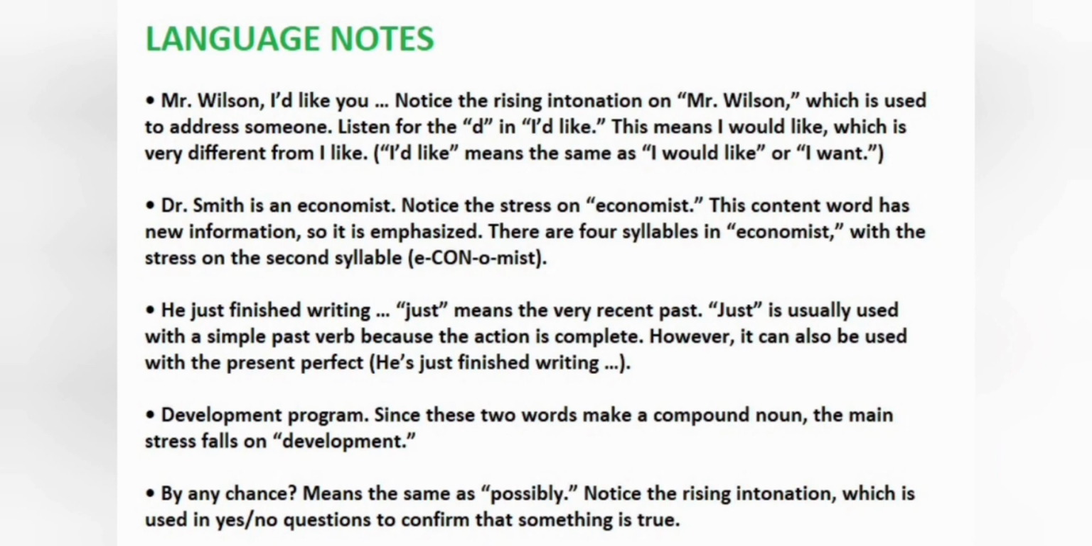He just finished writing. Just means the very recent past. Just is usually used with a simple past verb because the action is complete. However, it can also be used with the present perfect, he's just finished writing. Development program. Since these 2 words make a compound noun, the main stress falls on development. By any chance means the same as possibly. Notice the rising intonation, which is used in yes, no questions to confirm that something is true.